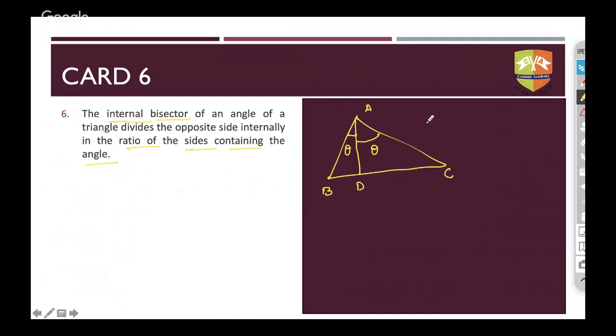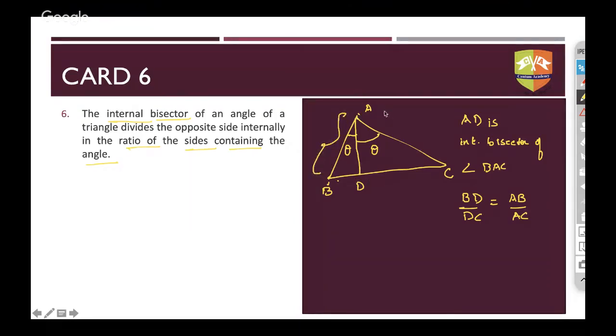That means if AD is the internal bisector of angle BAC, then BD upon DC is equal to AB upon AC. These are the sides containing the angle, AB and AC. Since angle A is being bisected, AB upon AC will be equal to BD upon DC. Remember it like that. This is the angle bisector theorem.